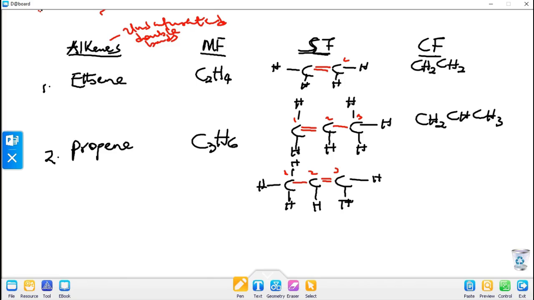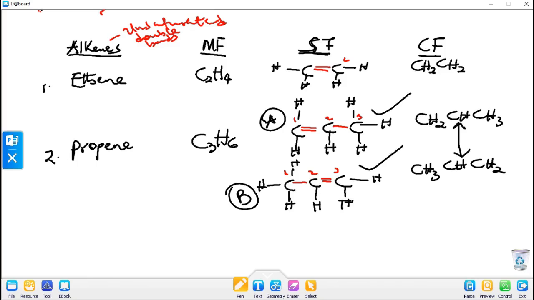So the condensed formula now will become CH3, CH, and CH2. So what I'm trying to establish here, students, is that either condensed formula is acceptable. If I choose to go by method A, or you choose to go by method B, both of them are correct. We are going to be seeing more examples as we have seen ethene and propene.